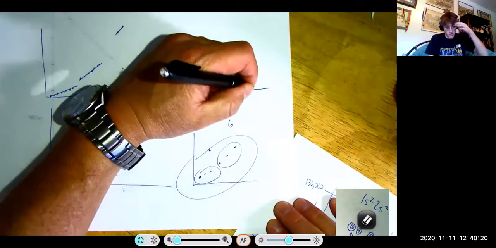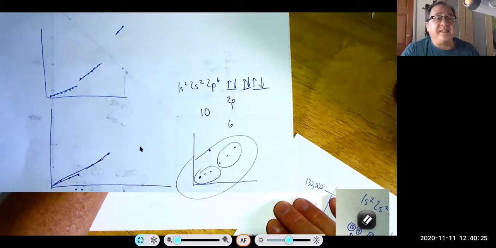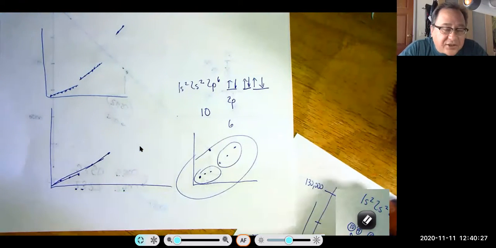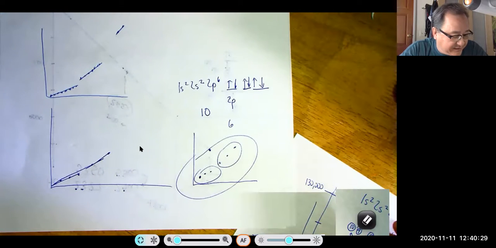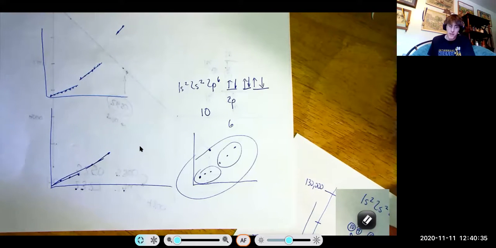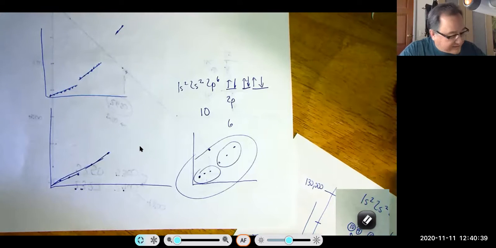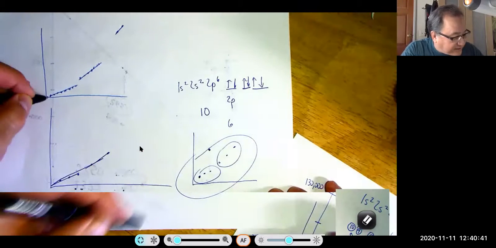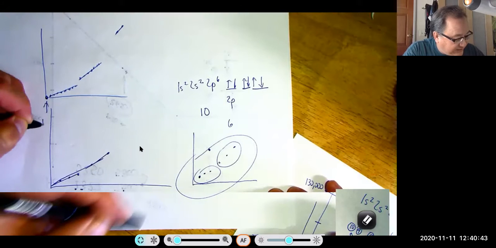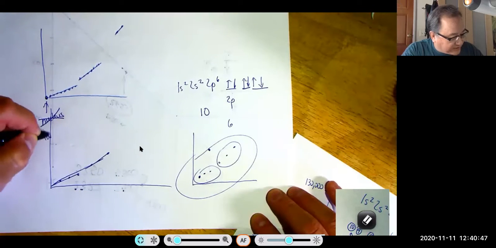Oh, wait. Are they the easiest ones because they're near the nucleus? No, the easiest ones are farther from the nucleus. Wait, but aren't those ones near the origin, which would be the nucleus? No. See, that's the whole thing I'm trying to get you to realize here. This is not the nucleus. Oh. This is far away from the nucleus.